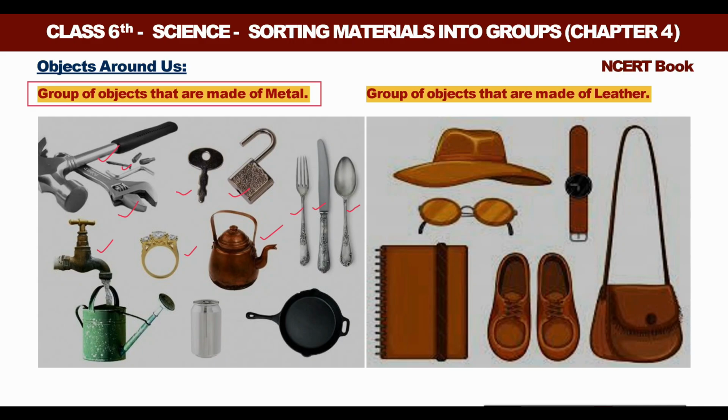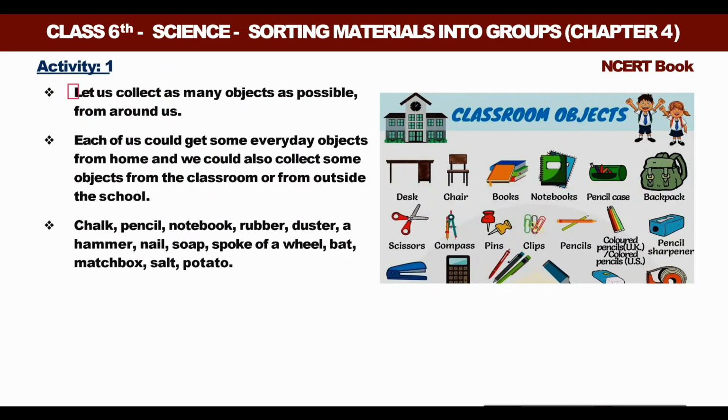There is a group of objects that are made of leather. Yeah, you can say the hat is made of leather. There is a wrist watch, then the wrist watch strap is leather. Bag, your shoes, your diary. It is made of what? Leather. Let us collect as many objects as possible from around us.